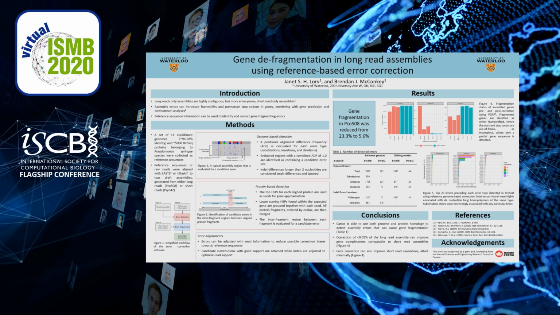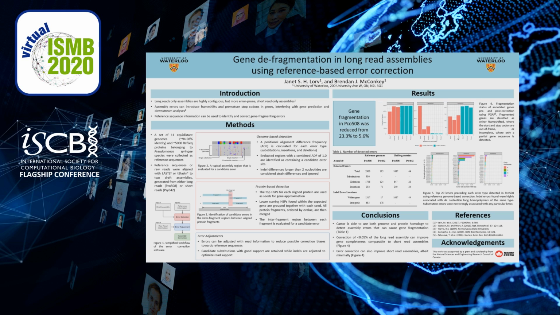With the software, we were able to reduce the number of fragmented genes from 23.3% to 5.6% in the long-read assemblies, which is nearly comparable to the Illumina assembly's 4.4%. We also looked into the errors we were correcting and found that in the long-read assembly, the majority of the errors detected were associated with long homopolymers, as shown in Figure 5. In fact, most of these homopolymers were adenines and thymines, which is consistent with the type of errors seen in previous studies.